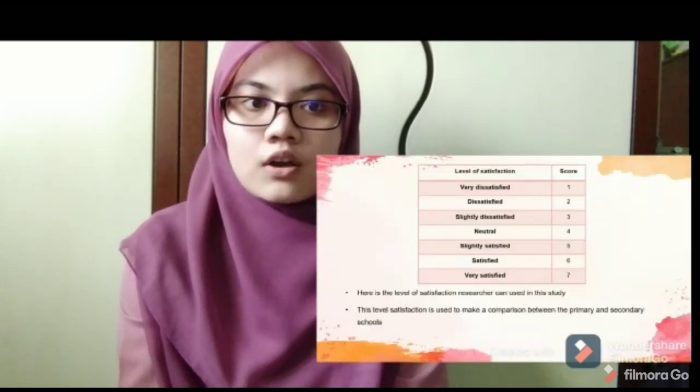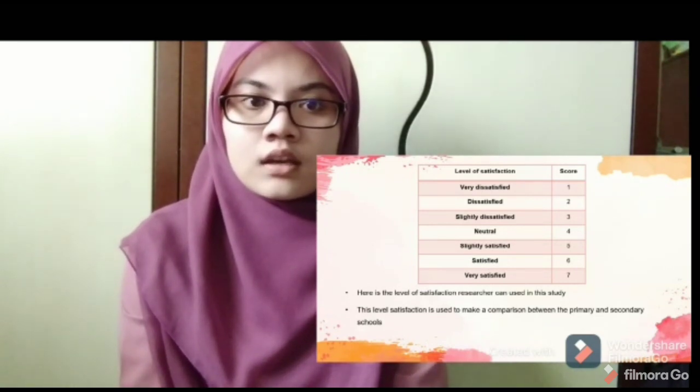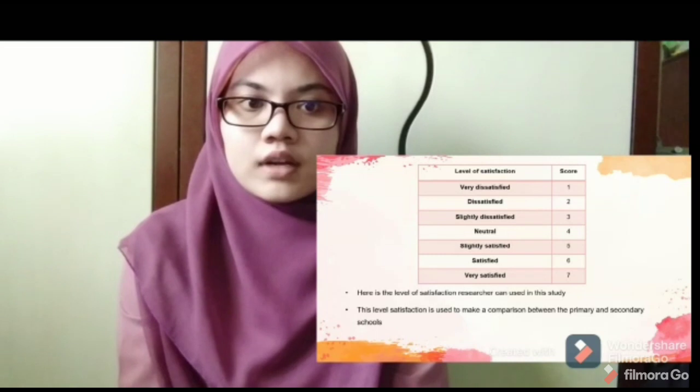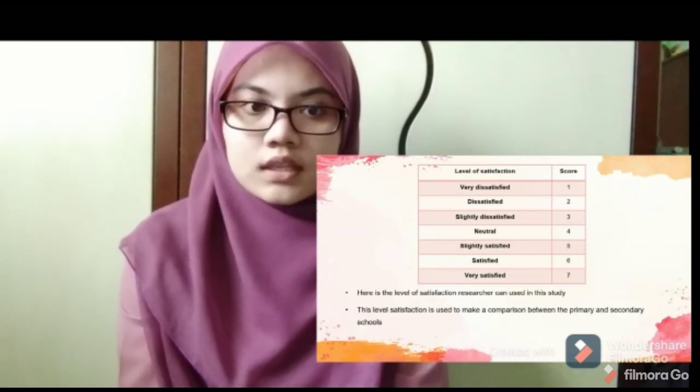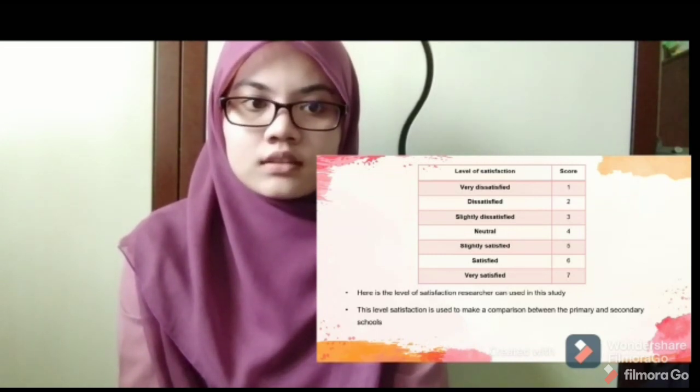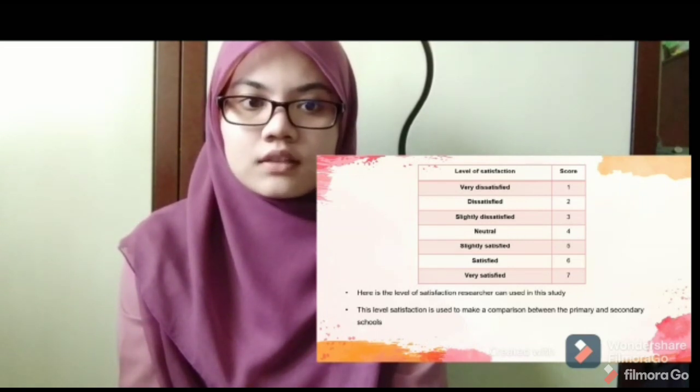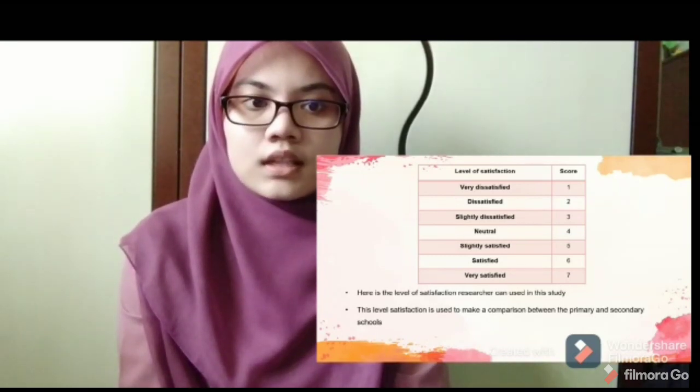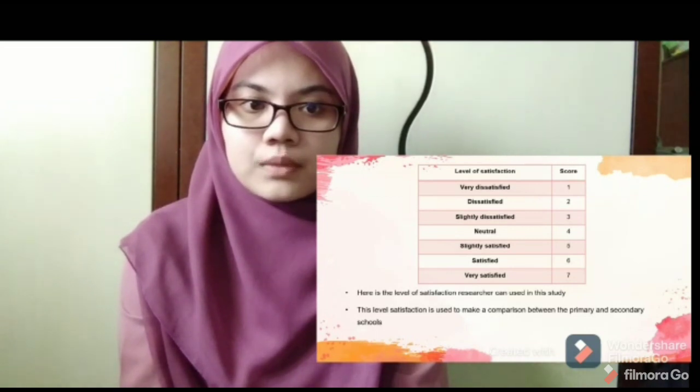Here is the level of certification the researcher can use in this study. Scale 1, very dissatisfied. Scale 2, dissatisfied. Scale 3, slightly dissatisfied. Scale 4, neutral. Scale 5, slightly satisfied. Scale 6, satisfied, and lastly scale 7, very satisfied. This level of certification is used to make a comparison between the primary and secondary schools.